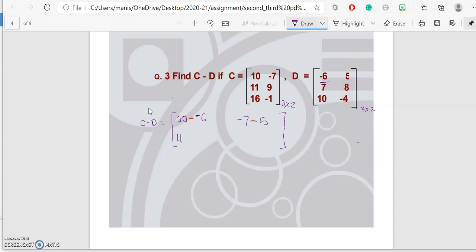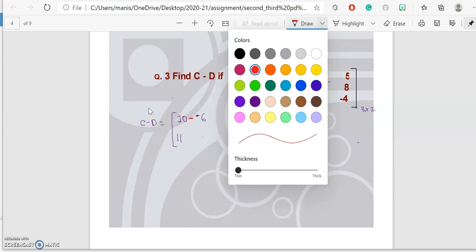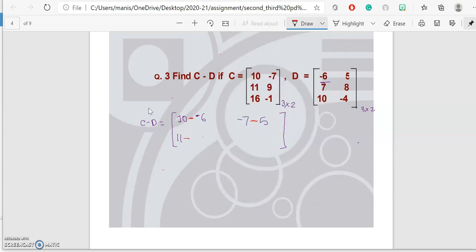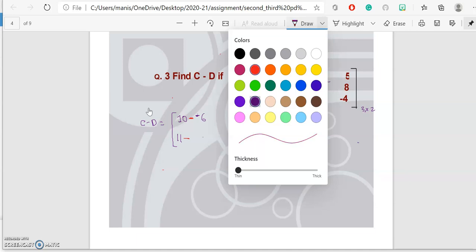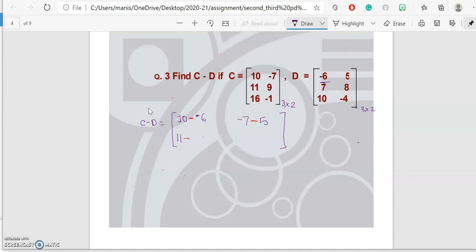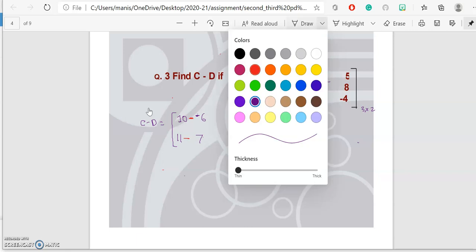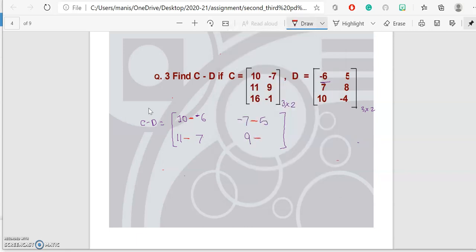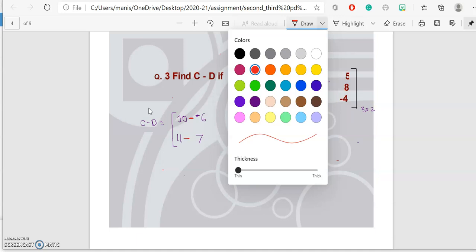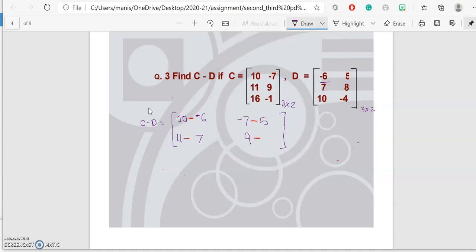Now please do keep in mind you will put a minus sign on your own because it says subtraction. So minus sign over here, and I'll go back over here. 11 minus 7. Then I have 9. Again I will put a minus sign on my own because the question is saying subtraction. So I'll write a minus sign over here. Now 9 minus 8.